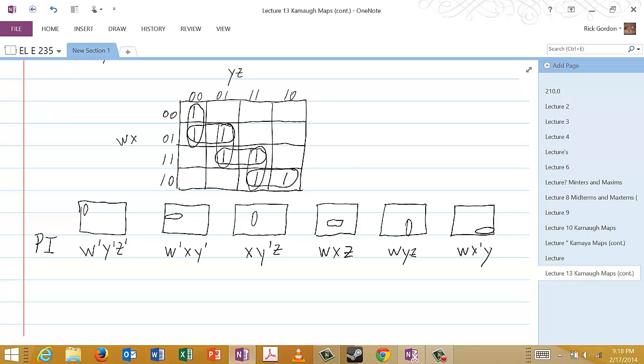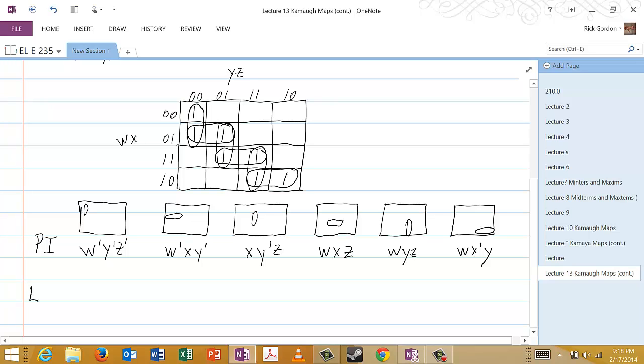And now we look for prime implicants of size 1, but there aren't any individual 1 cells that are not already contained within some prime implicant we've already identified. And so therefore, this listing of prime implicants is complete. This is all of the prime implicants for this problem.